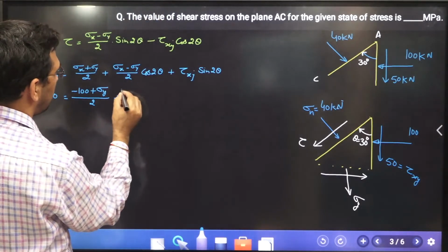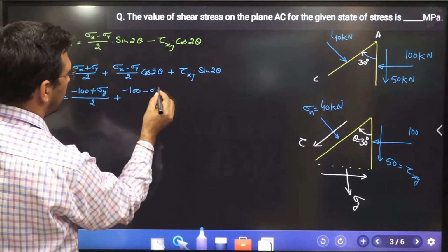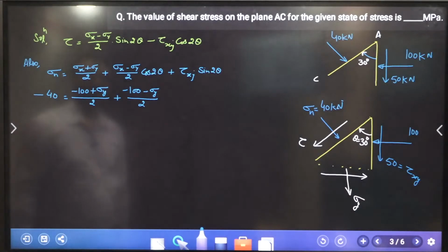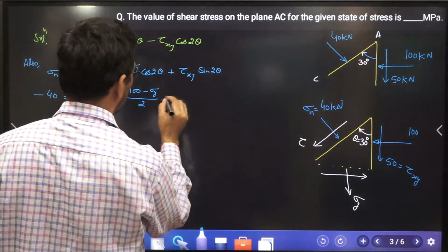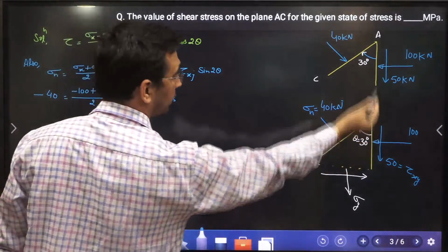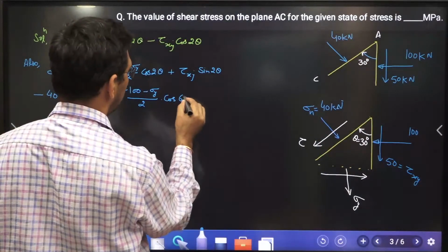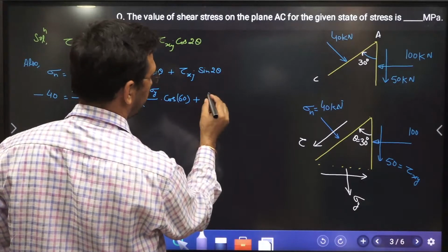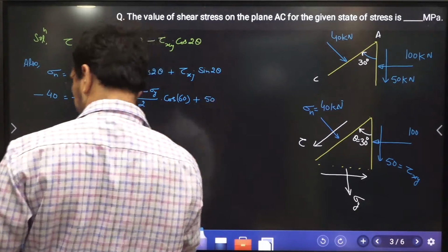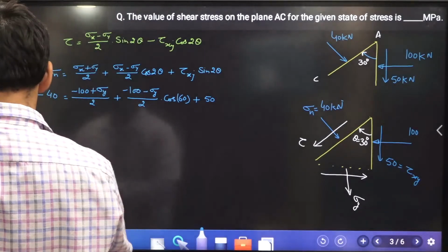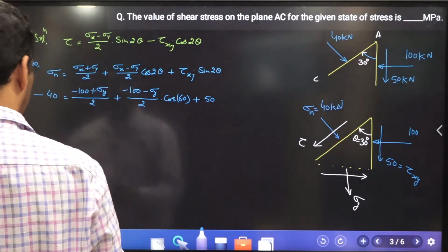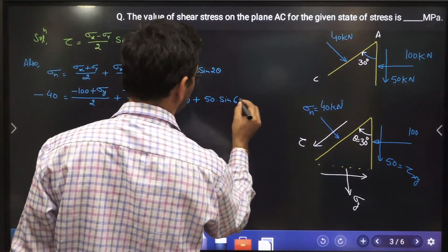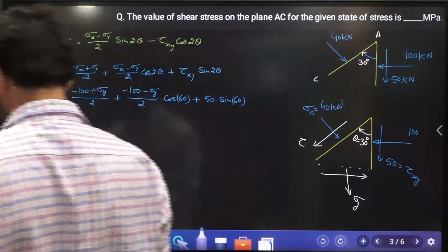Plus, what is sigma x? Minus 100 minus sigma y divided by 2 and cos 2 theta. And you know, this angle from the x plane is going to be 60, so 2 into 30, plus tau xy is 50. Am I correct? Let me just cross check. Have I shown it this way only? 50 only, right? And sine of 60. That's all.